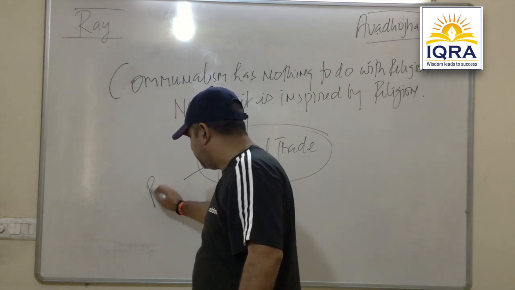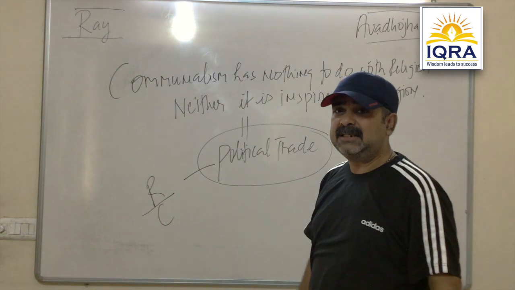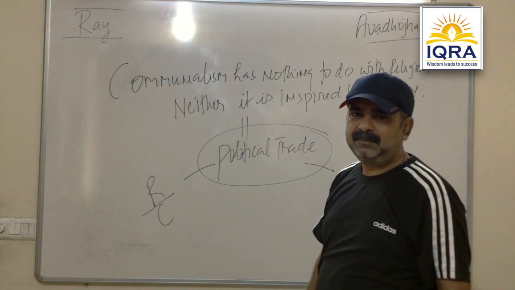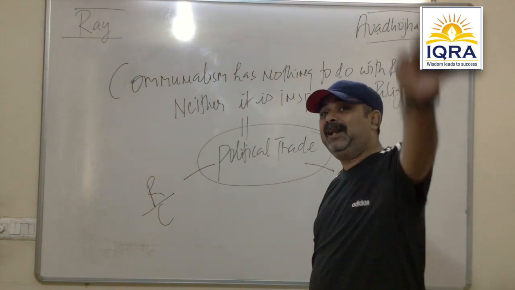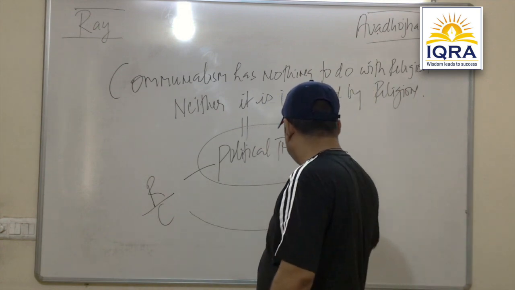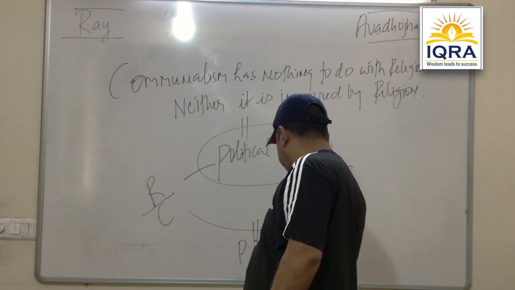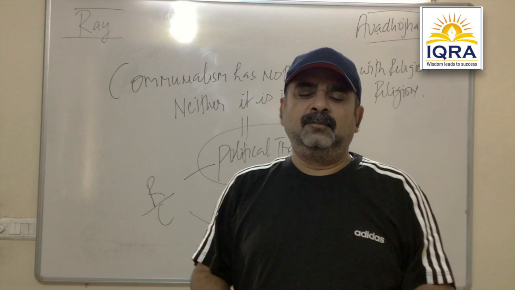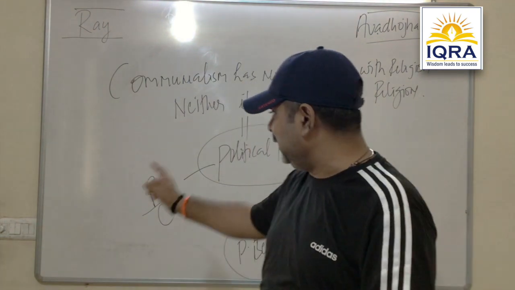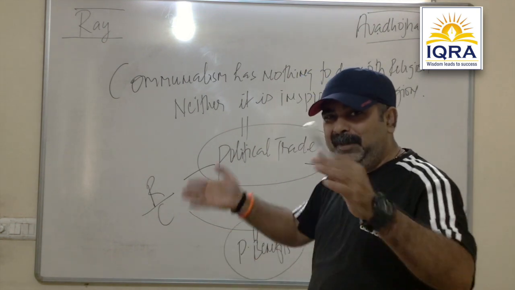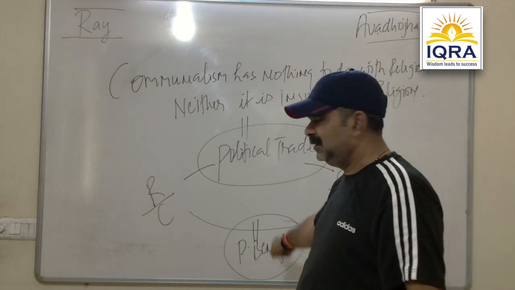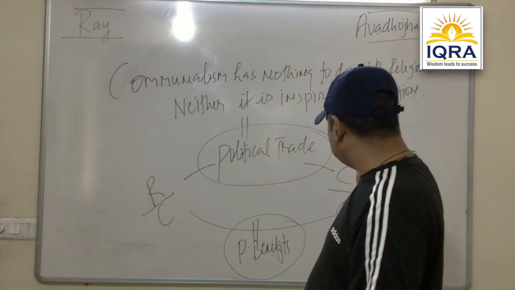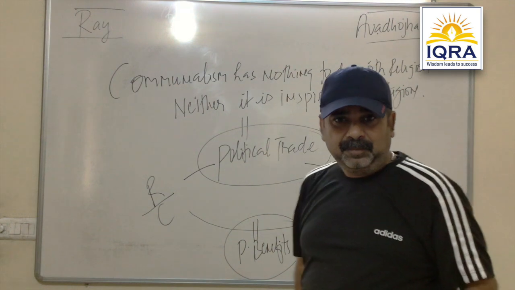When religious consciousness is turned into communal consciousness for political benefits. Wonderful billion-dollar definition in NCERT. Religious consciousness is turned into communal consciousness. Who turns? Politicians, leaders. It's a political trade. When religious consciousness is turned into communal consciousness for political benefits.